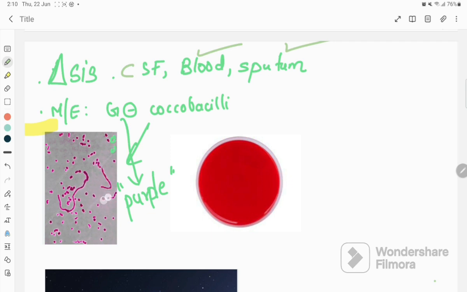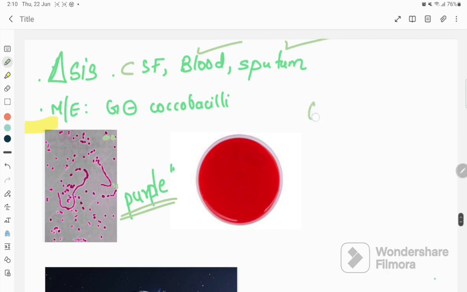So you can see here very clearly, guys. You can see the cocci, you can see the bacilli, right? And you know that any gram negative organism will be purple in color when you do the gram stain, right? Suppose I want to grow... Now let's talk about the culture. Suppose I want to grow the organism in culture media.